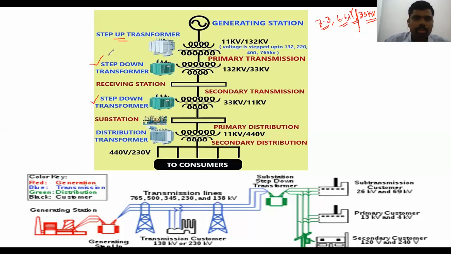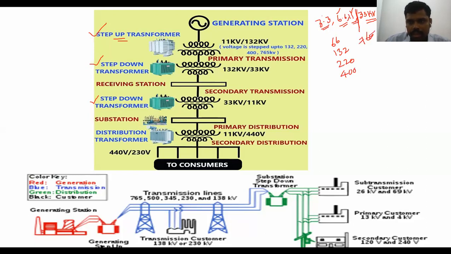The step up transformer, another name for which is the power transformer, is used only in the generating station. In the step up transformer, based upon the distance, the line length, they boost up the voltage from 3.3, 6.6 or 11 kV to 66 kV, 132, 220, 400 or 765 kV.